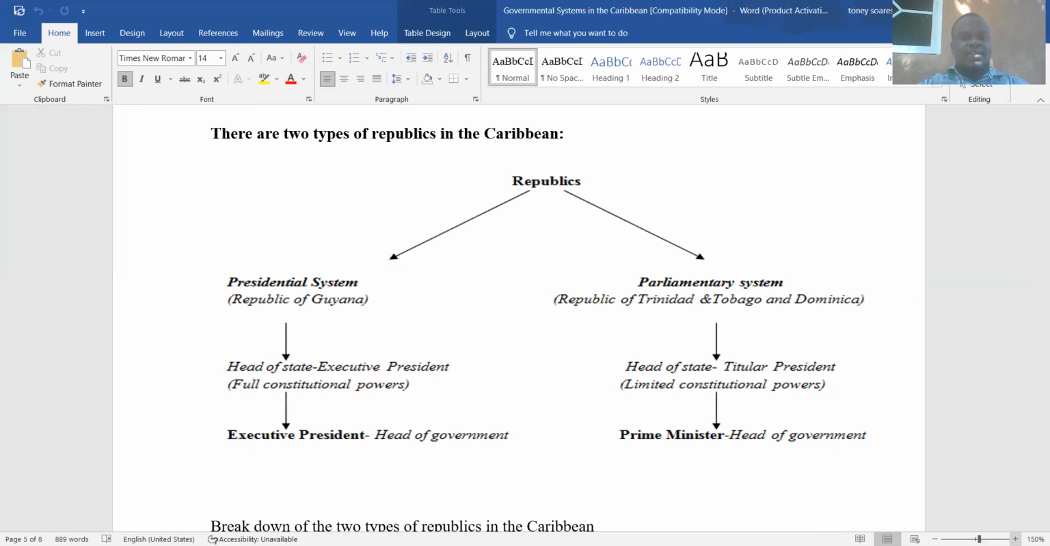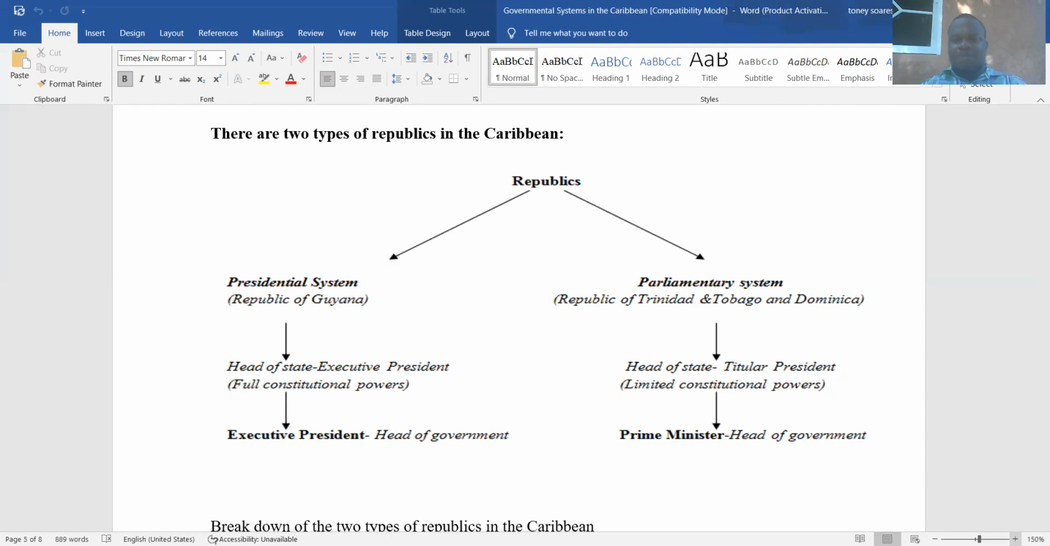Recently, I said that Barbados has now become a republic. Barbados uses the parliamentary system under republicanism, right? So under the presidential system, there's an executive president who has full executive authority. The Constitution gives him this authority. So there's no governor general, there's nobody who is head of him, but he operates as the head of the country.